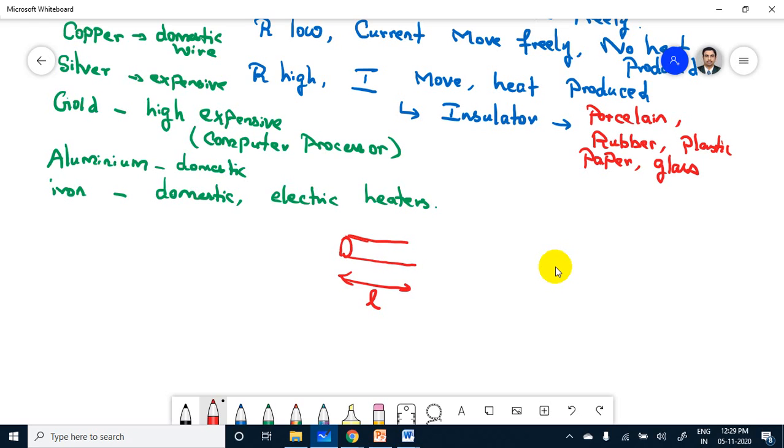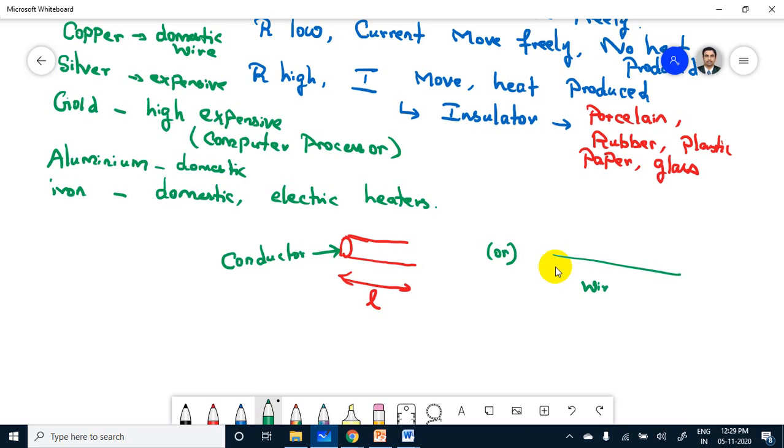Understood? For example, take a small circle shape. All four are called a conductor. Out of four, any two or three, any one, depending on the marks, it can be four marks, three marks, five marks also.